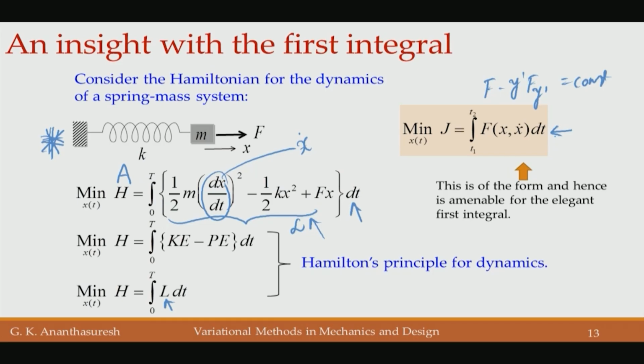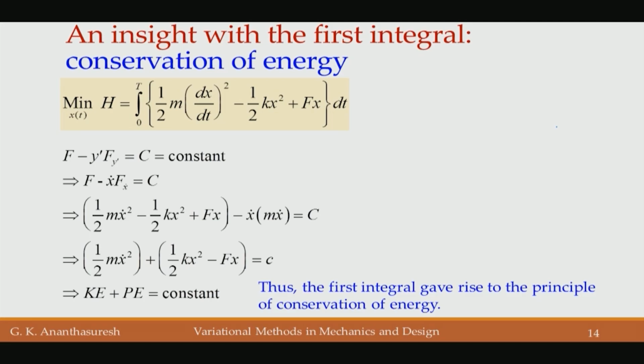Okay. Having noted that, if you look at a problem such as this, we see that we can take advantage of the first integral. If we do that first integral, which is f minus f_y prime times y prime equal to a constant, and substitute those symbols in this problem, you will see that kinetic energy plus potential energy is equal to a constant. Okay. In other words, what we have is the principle of conservation of energy.